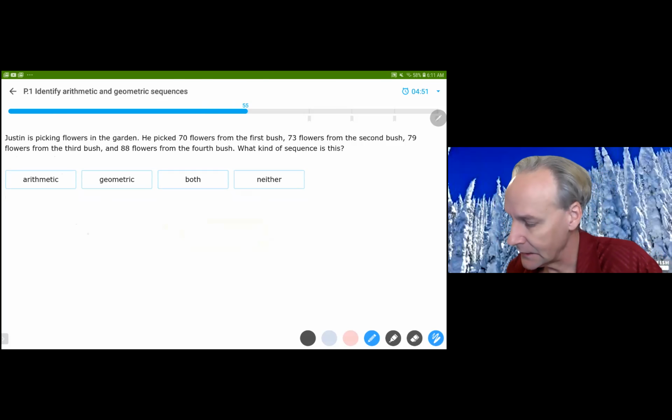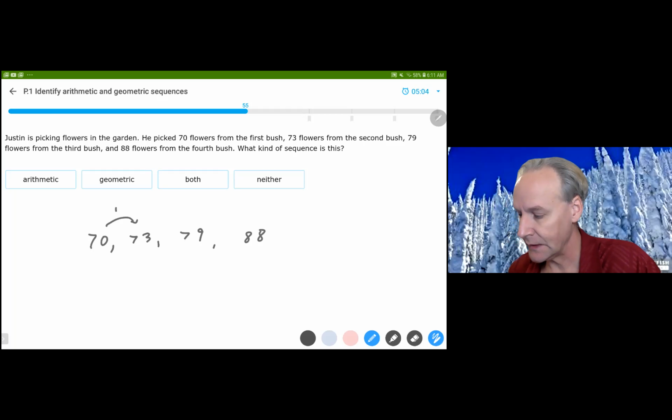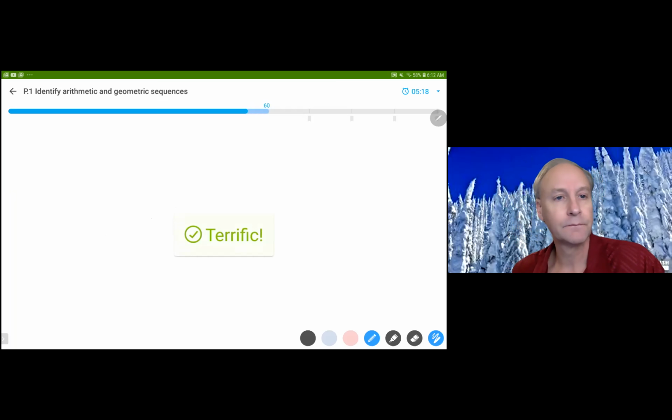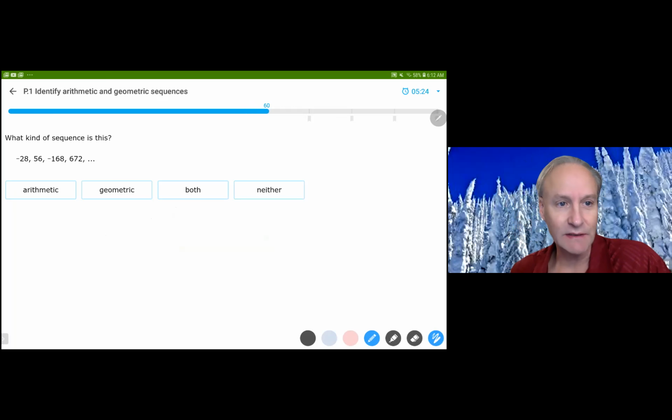Okay, we have 70, and then she has 73, and then she has 79, and then 88. Well, let's see. This one went up 3, this one went up 6, and this one went up 9. So again, it's a nice pattern, and it does have a pattern to it, but it's neither. We want to look for the patterns too. We don't want to just say, oh, I can't see it, so it must not be working.